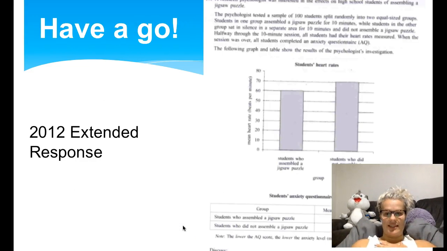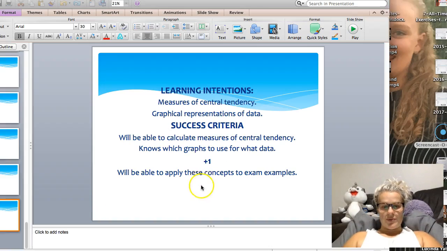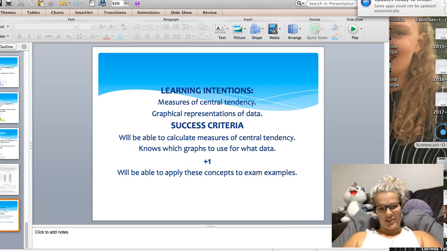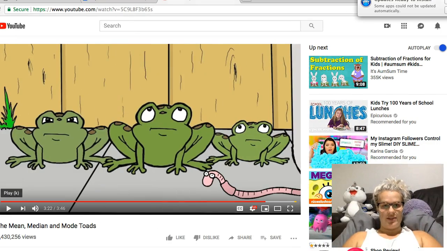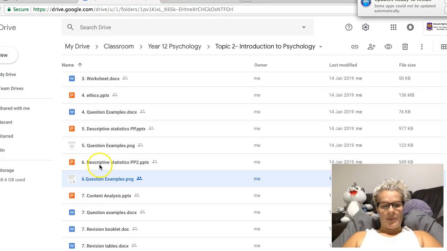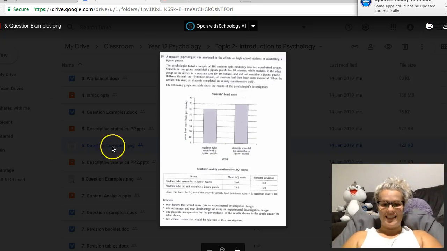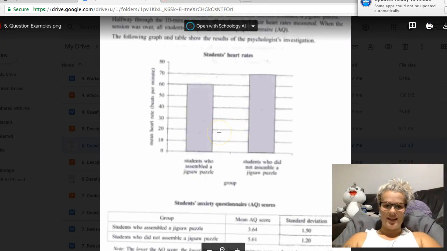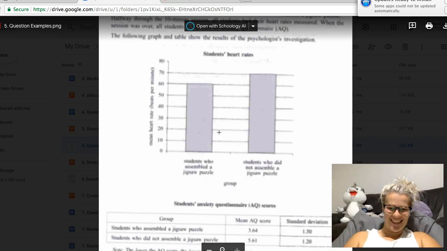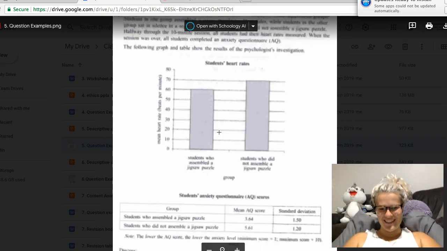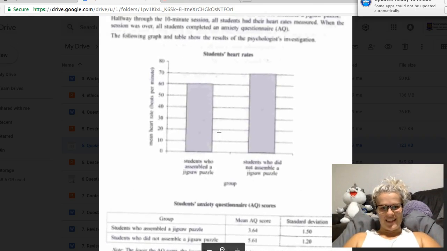And then there's frequency polygons. So before you move on, and you can choose to just do this separately if you like, have a go at this extended response. So this is an extended response question.